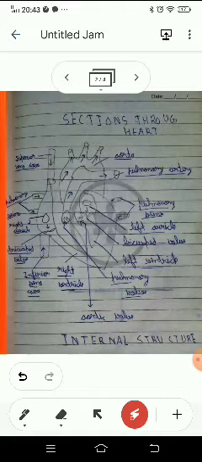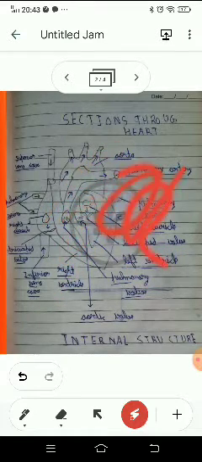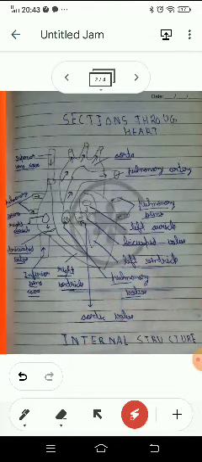Now, about the tricuspid and bicuspid valve I have already discussed. Now there are two other valves, the pulmonary valve and the aortic valve. The pulmonary valve is basically present at the base of the pulmonary artery. It regulates the blood from the right ventricle to the pulmonary artery. Similarly, the aortic valve is basically present at the point of origin of the aorta. It regulates the flow of blood from the left ventricle to the aorta. Now, let me go to the next frame.